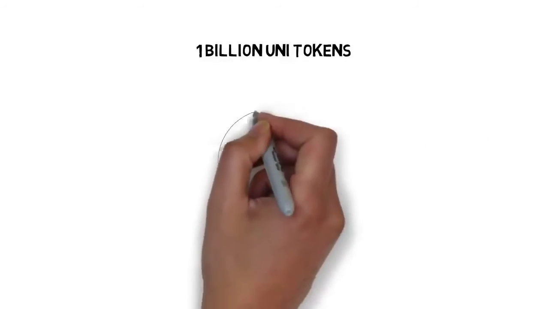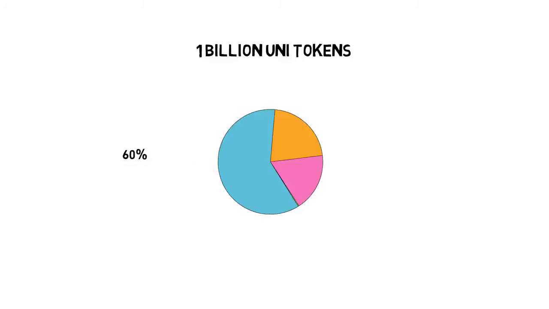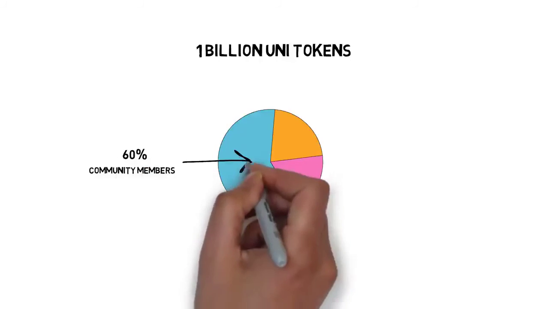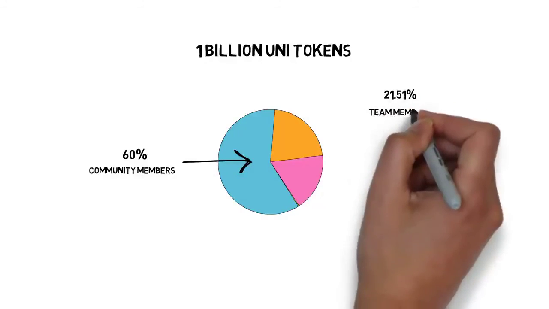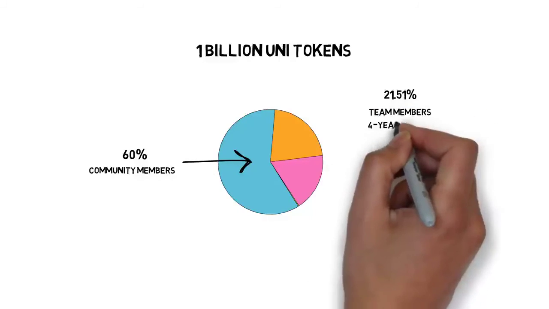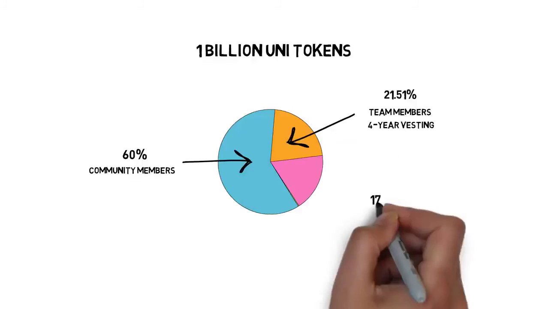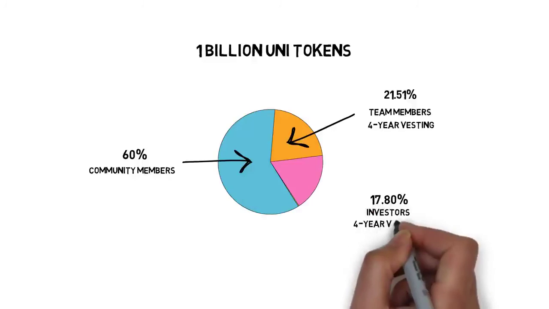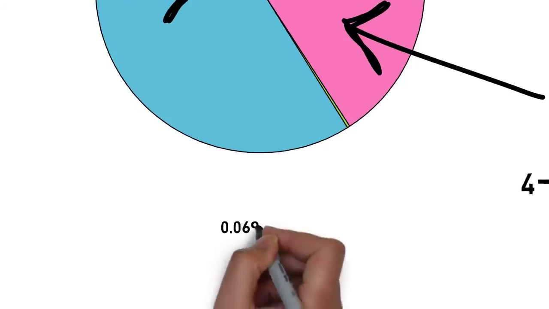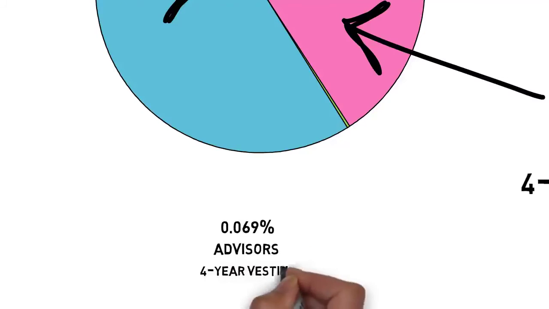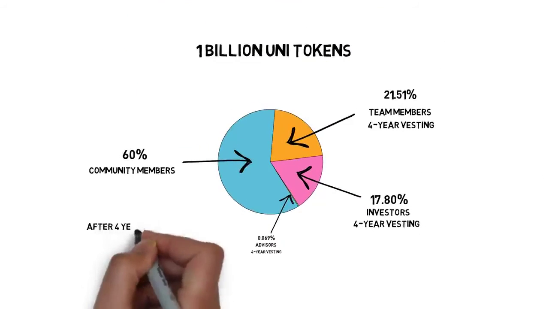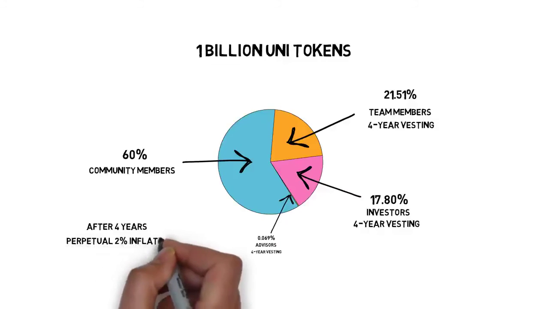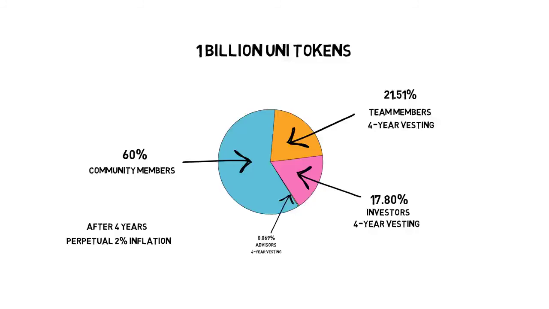A total of 1 billion UNI tokens was allocated in the following way: 60% to Uniswap community members, 21.51% to team members and future employees with a 4-year vesting period, 17.8% to investors, also with 4-year vesting, 0.069% to advisors with 4-year vesting. After 4 years, there will be a perpetual inflation rate of 2% per year to ensure continued participation and contribution to Uniswap at the expense of passive UNI holders.